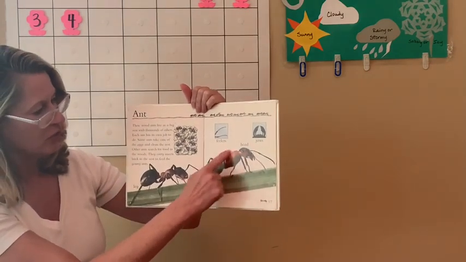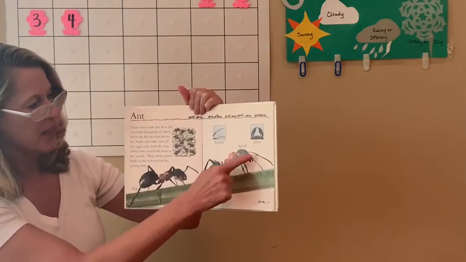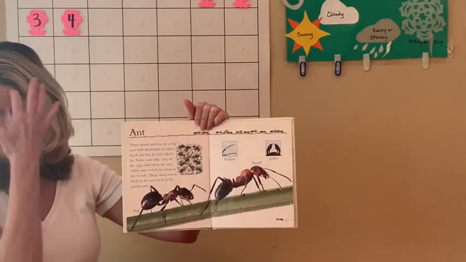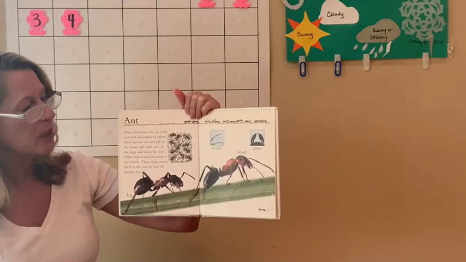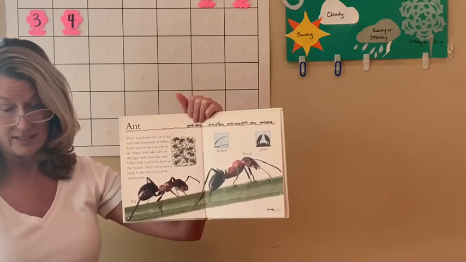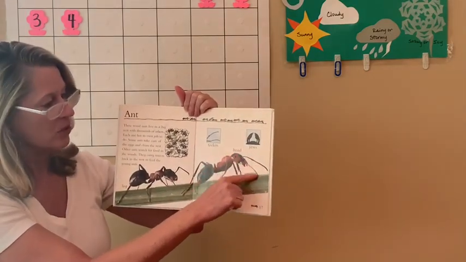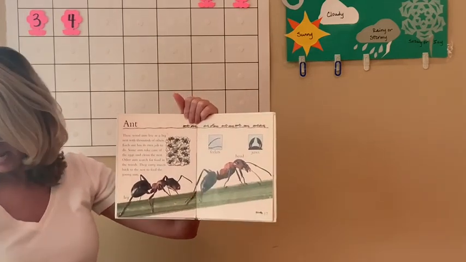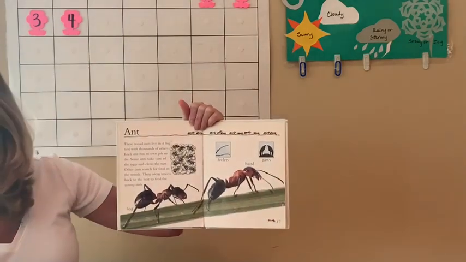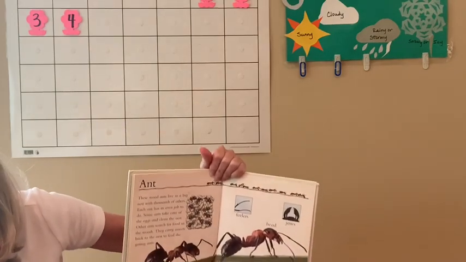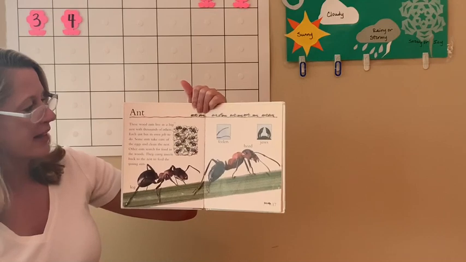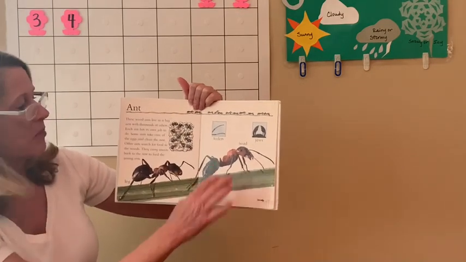1, 2, 3. The first part up here is the head. Everybody knows the head. That's where the eyes would be. If the insect has antennas, that's where the antennas would be. The middle section of the body is called, I think it's thorax, I was right. That is called the thorax, and that is where the legs come off of.